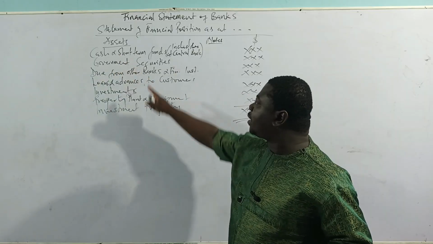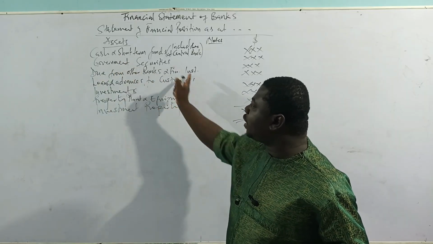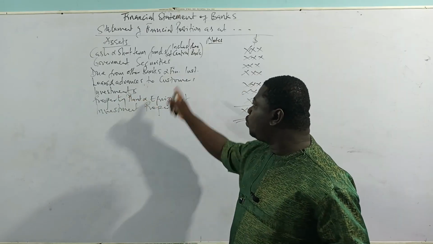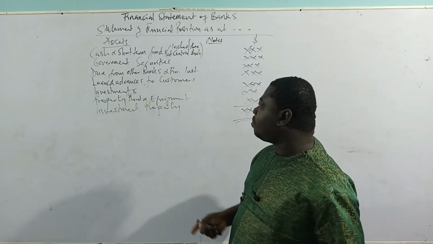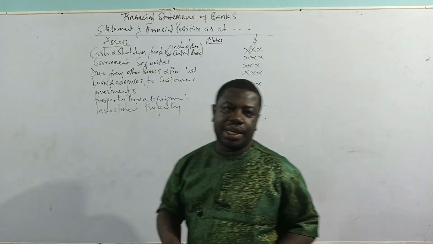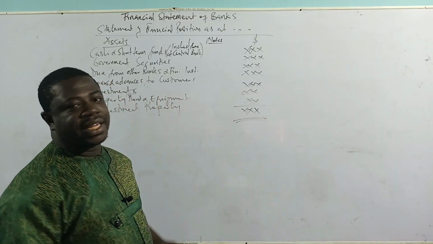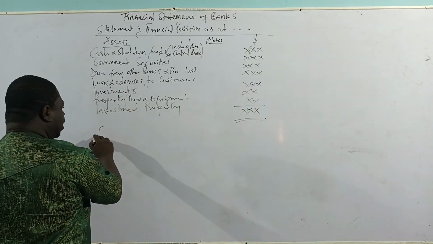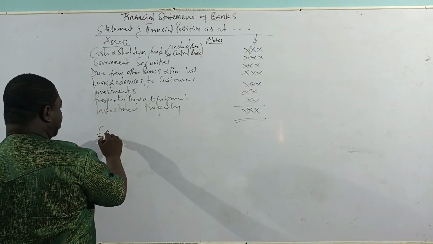Cash and short-term funds, investments in government securities, and due from other banks are all assets to the business. Investment loans and advances to customers are assets to the bank. And then PPE and any investment property will all appear here. So this is an asset. Once we are done with the assets, we can move on to the equity component, or financed by. So equity.